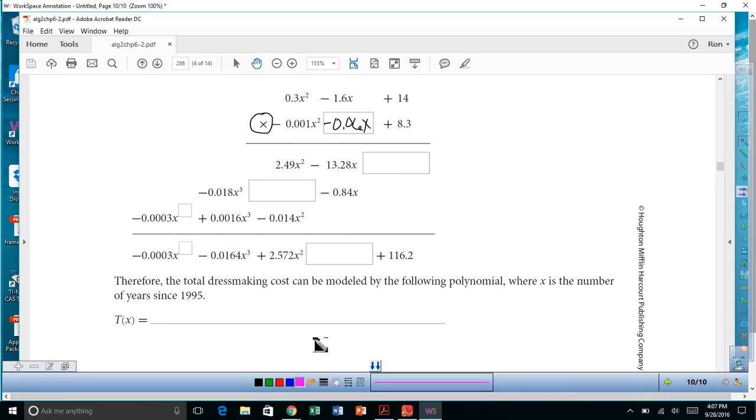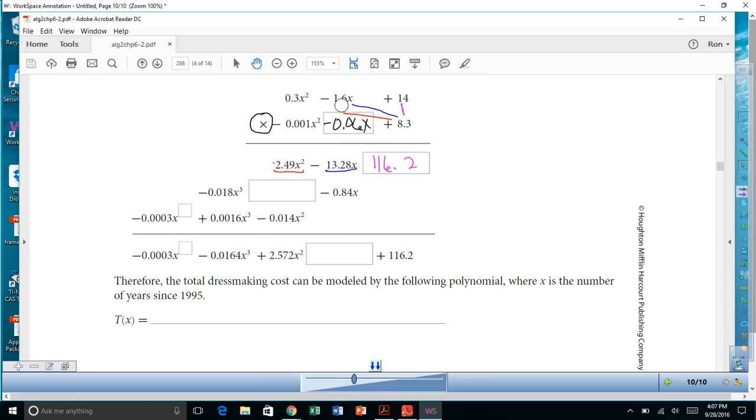We're going to take 8.3 here, and we're going to multiply it times 14, and we get 116.2. Then we're going to take 8.3, and we're going to multiply it by negative 1.6x, and we get negative 13.28x. Then we're going to take 8.3, and we're going to multiply it by 0.3x squared, and that's going to give us 2.49x squared. Good, we've done that one.